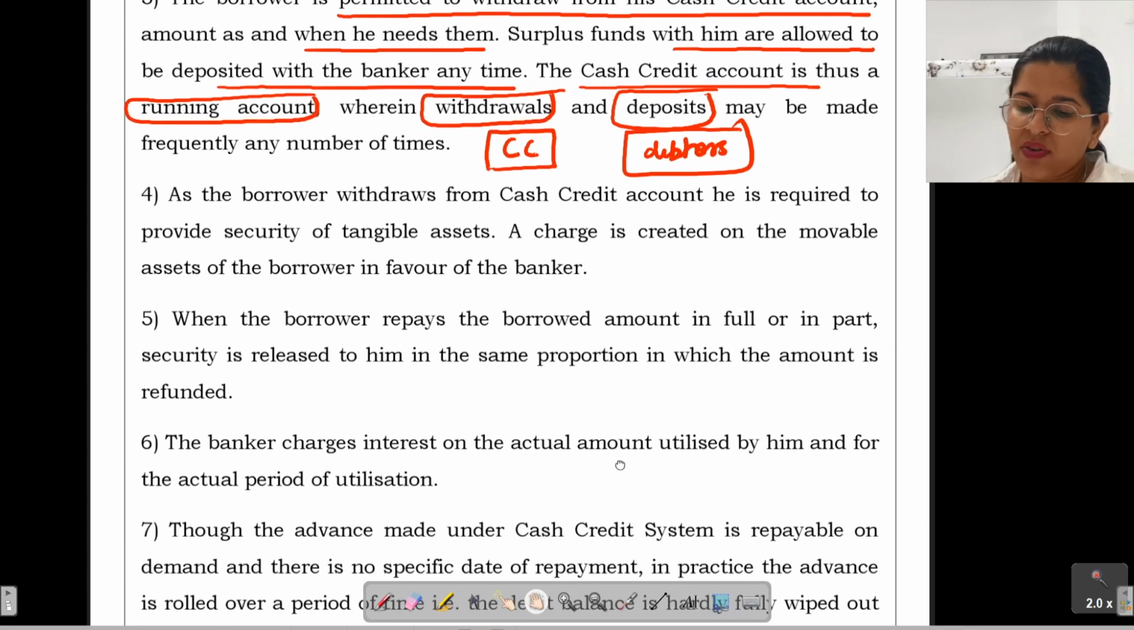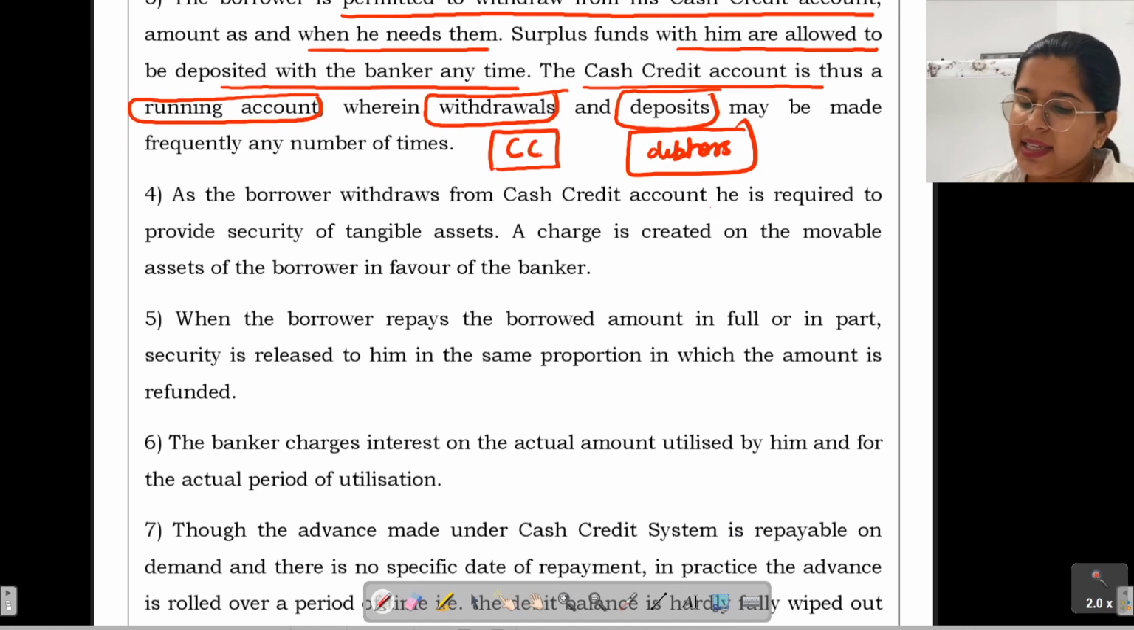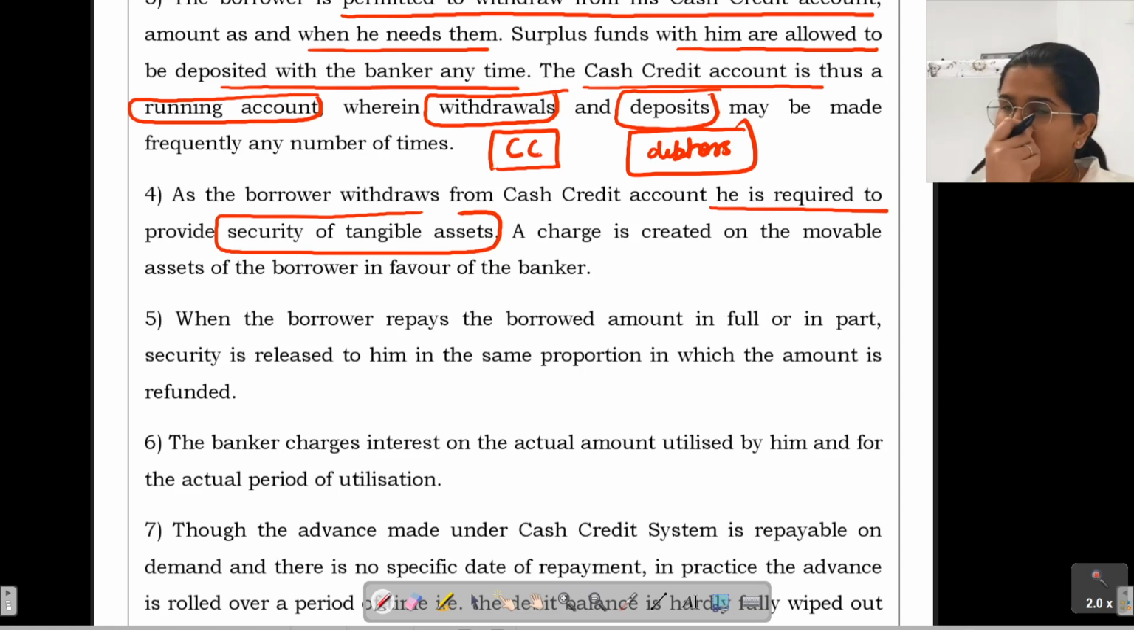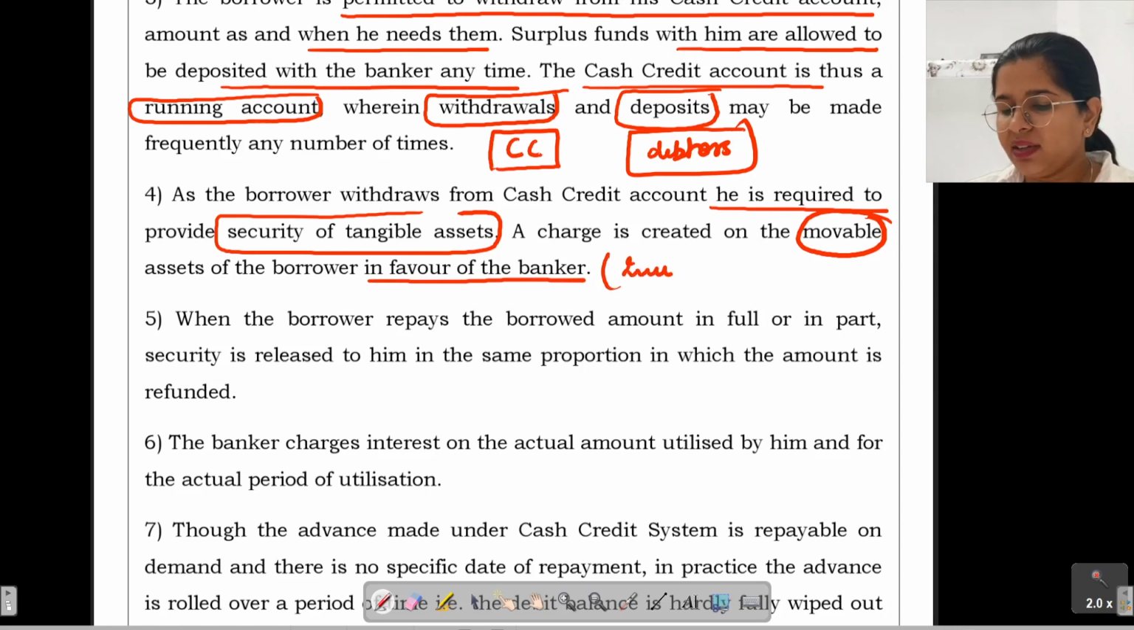As the borrower withdraws from the cash credit account, he is required to provide the security of tangible assets. In majority of the cases, in the cash credit limit, they give you on the security of your inventory, right? Because many of the businesses who utilize such kind of account, they have the inventory, etc. If you do have that, then that is taken as a security. If you do not have that, then the other tangible assets can also be taken as a security. For example, the machinery, etc. Right? The charge is created onto the movable assets of the borrower in favor of the banker, like movable asset, like your inventory.